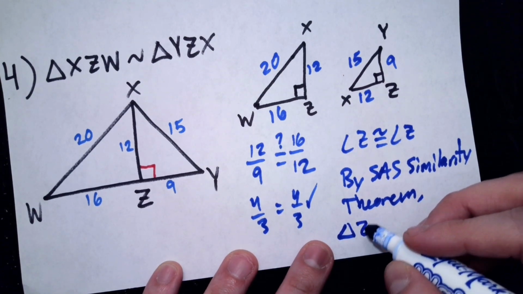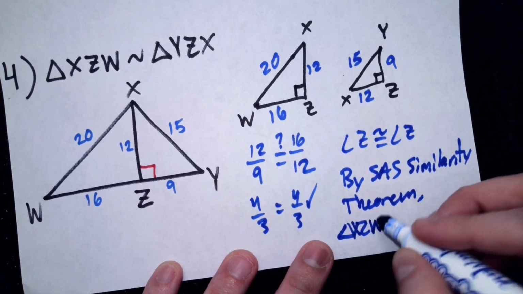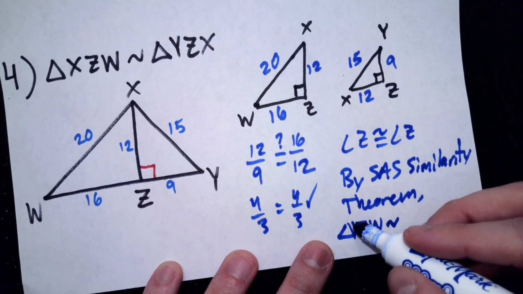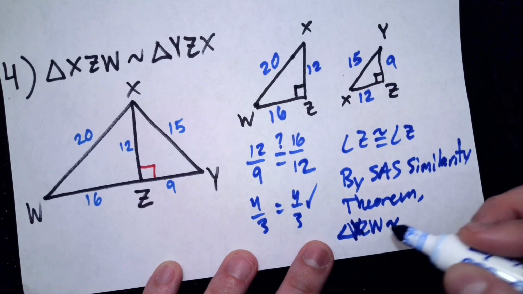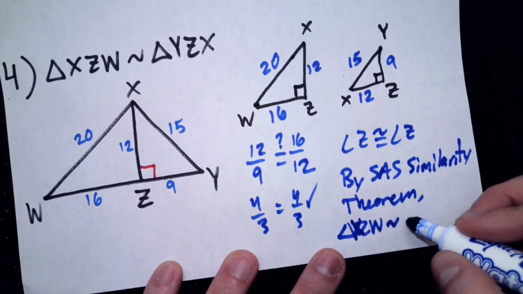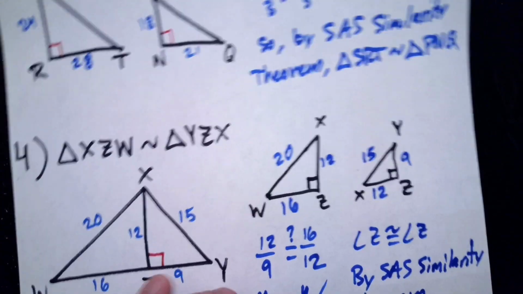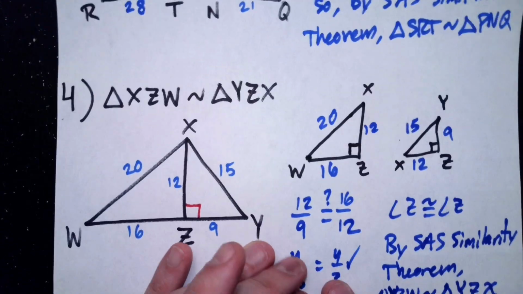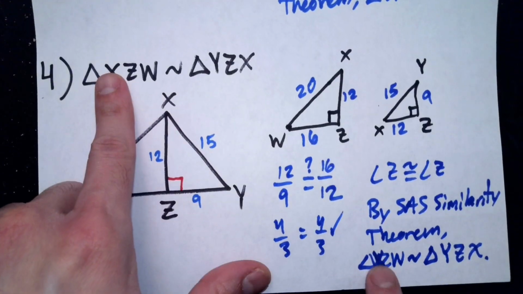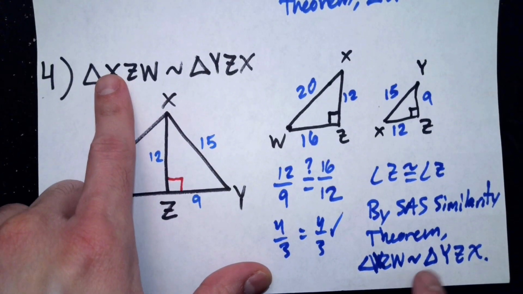triangle XZW. Ooh, that looks weird. I squeezed it in there. That should be XZW is similar to triangle YZX. So in other words, this one right here, in case you can't read this, that's XZW, YZX.